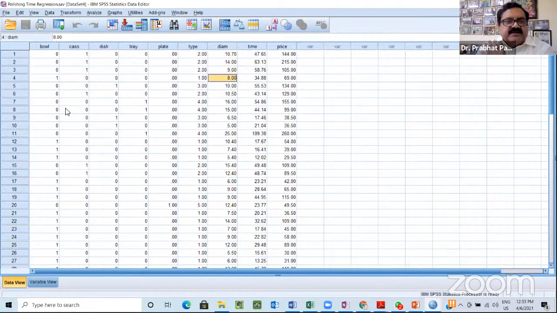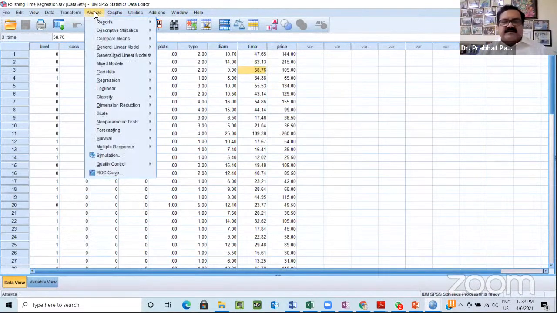This is the data for the diameter of the product. Some of the products are bigger, some are smaller. So these are the diameters, and this is the time taken for polishing the product. So here we are interested in knowing how we model time based on the diameter, because time is going to be determined on the basis of the size of the product.